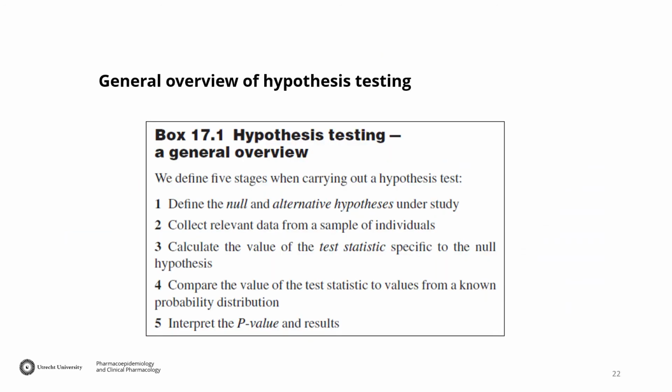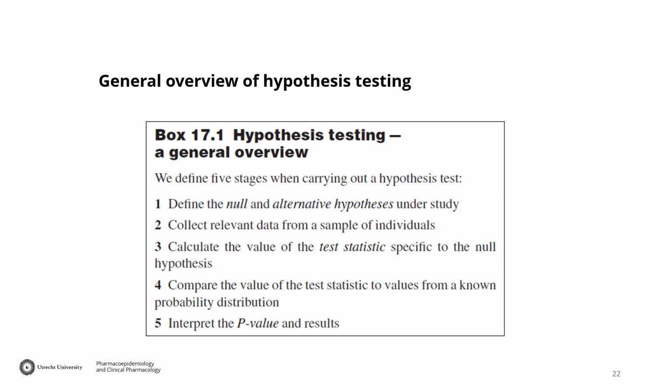So here, just again to summarize, we have the general overview of hypothesis testing. We have 5 different stages that we carry out in our hypothesis test. We first define the null and alternative hypothesis for the study. That could be pregnant, not pregnant, or difference or no difference in the treatment, or something else. You will then collect the relevant data from the sample of individuals, and we'll go through how we calculate the number of individuals that we need in the power analysis part in the next lecture.